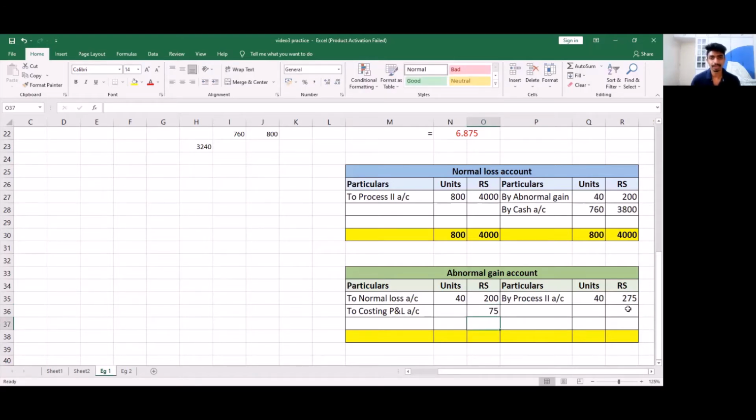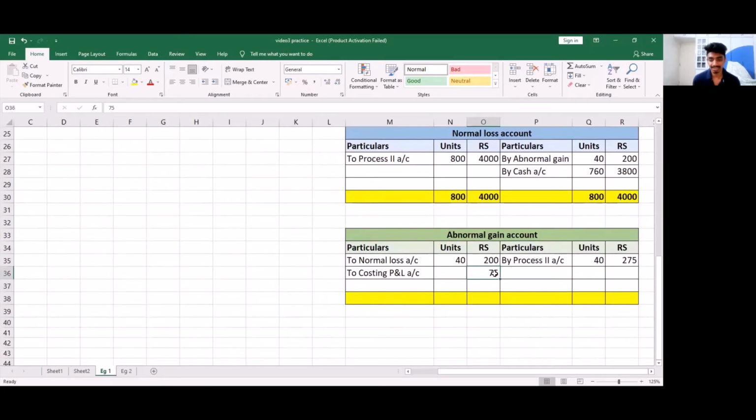Let me summarize this again. So we know that the abnormal gain goods is going to go on to become finished goods. So we calculate the value or amount of this abnormal gain with cost per unit. So this helps us arrive at 275, but also there is an expense or a loss of 200, which we estimated or assumed to get, but we don't because no scrap is realized. Now the remaining is 75. This is going to be our net gain. So this is going to be transferred to our costing profit and loss account.